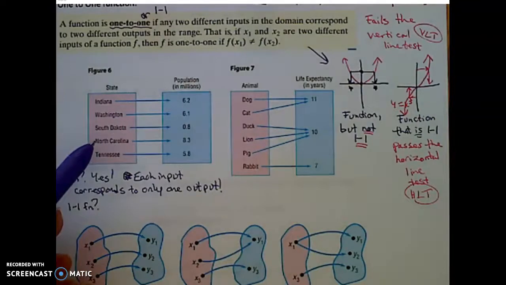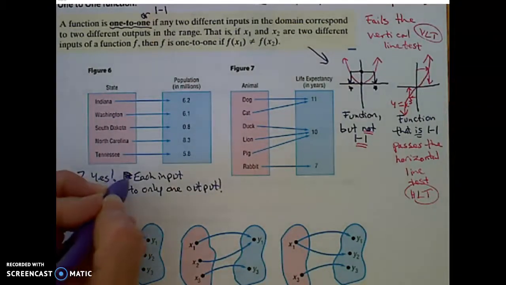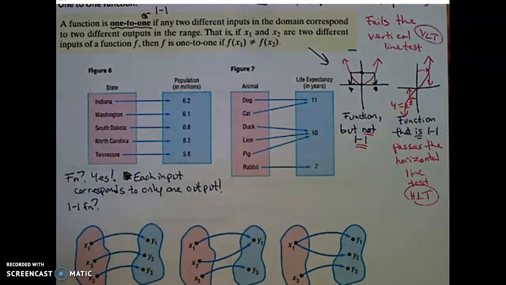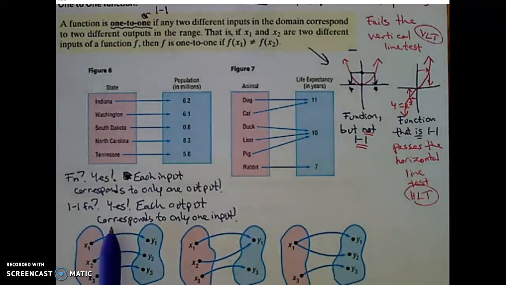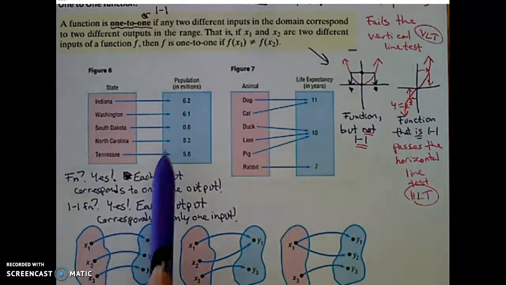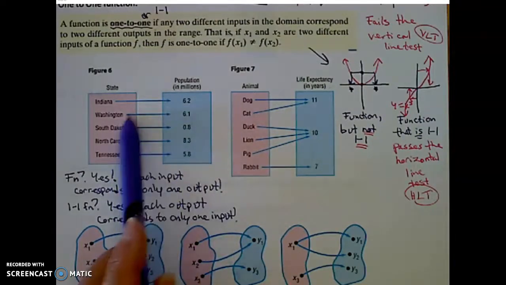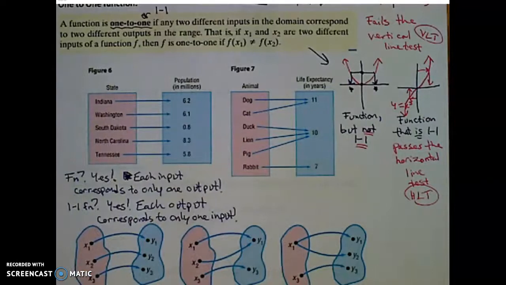Is this relationship a function? Yes. Each input corresponds to only one output. Is this relationship a one-to-one function? And yes, this is a one-to-one function because going the other way, each output gets mapped to only one input.